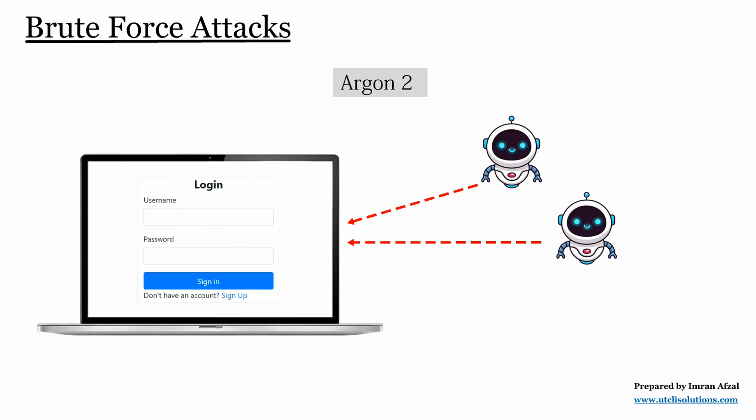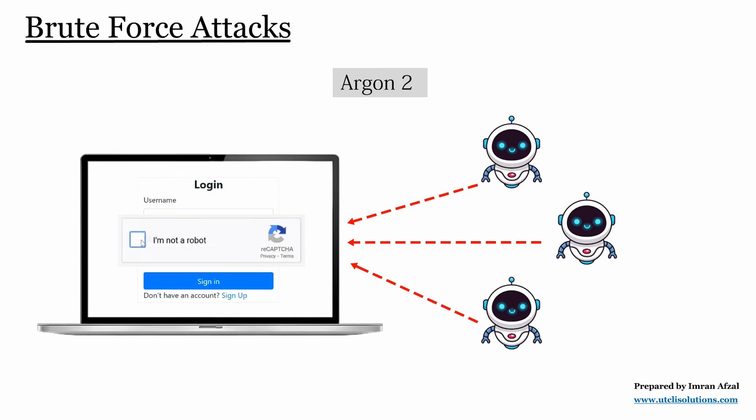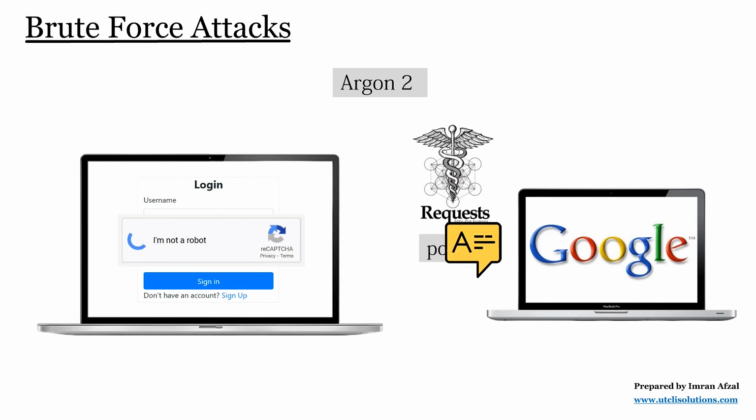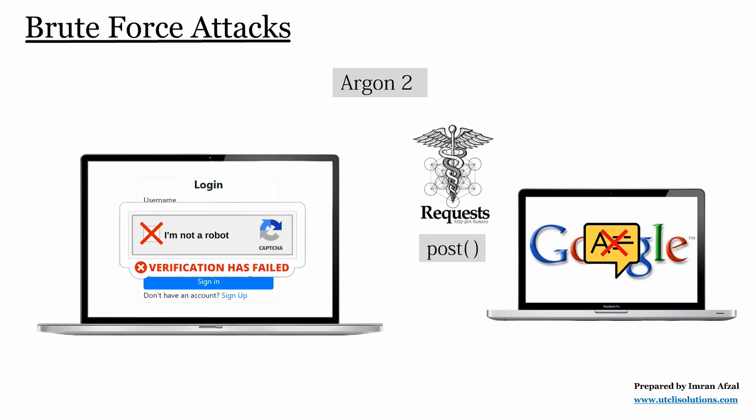For stopping bots that do brute force, we use reCAPTCHA. In Python, we use a library called requests and a function called post to send the user's reCAPTCHA answer to Google for checking. If Google says the answer is wrong, then we do not let the login continue. This stops computer scripts from guessing passwords.